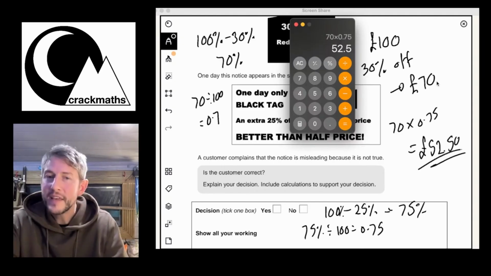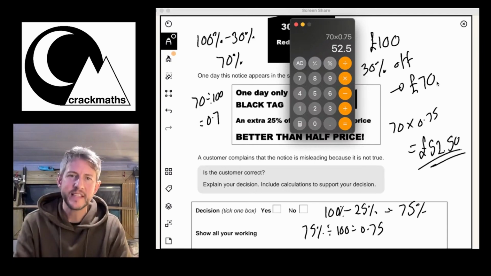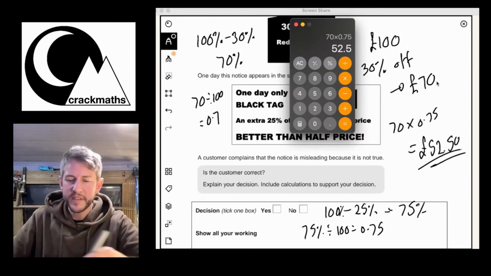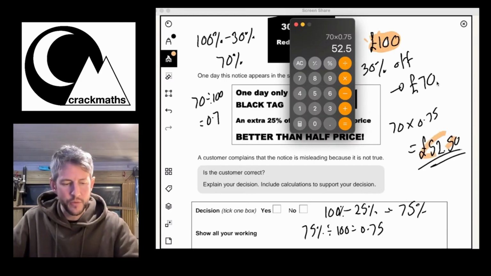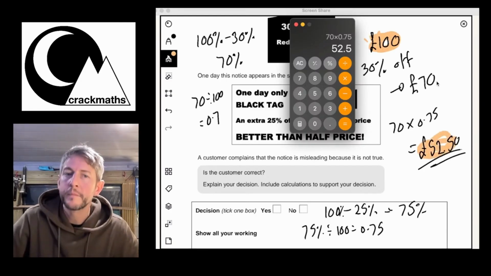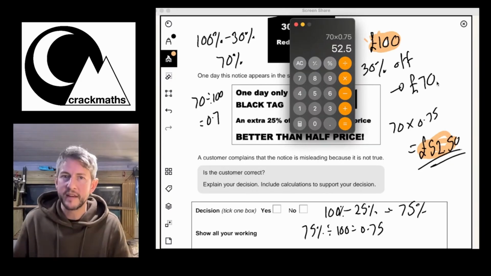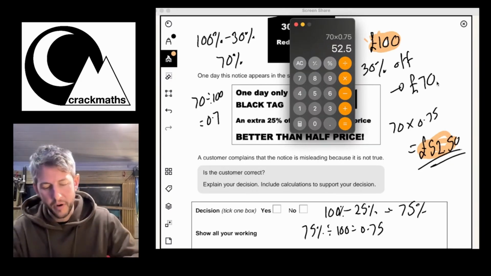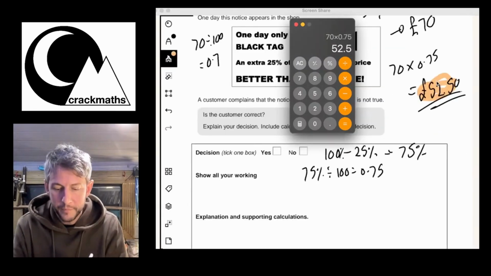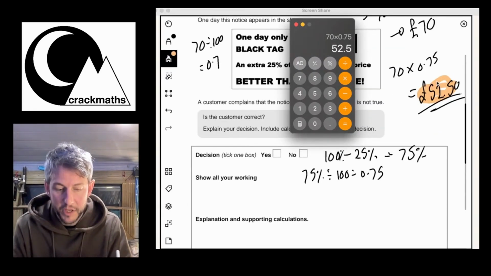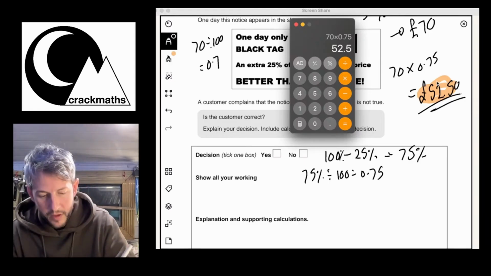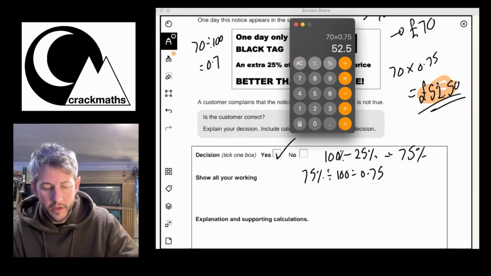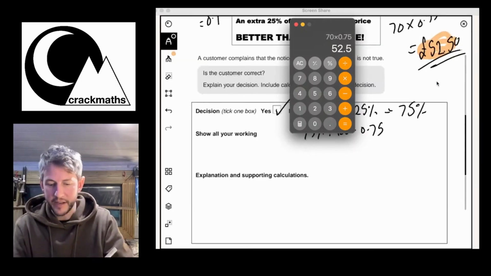Okay, so if the starting price was £100, after these two reductions, we end up with £52.50, which is more than half of the cost. So it is not better than half price. Decision. Is the customer correct? Explain your decision. Okay, so here we go. The customer is correct. Explain your supporting calculations.